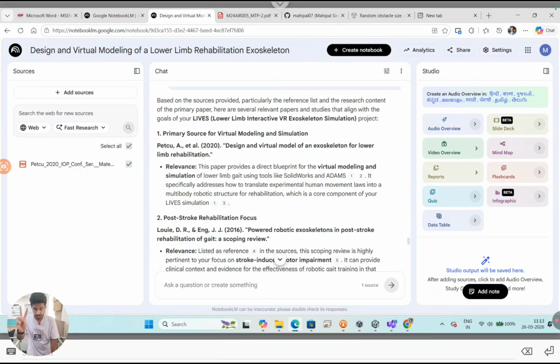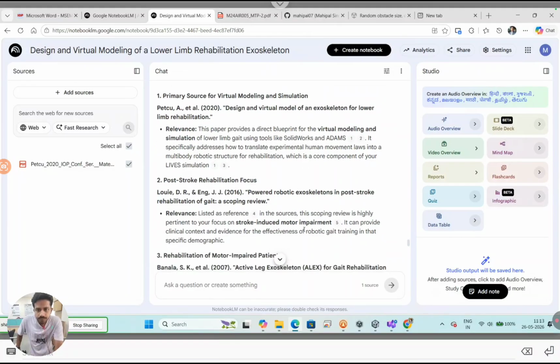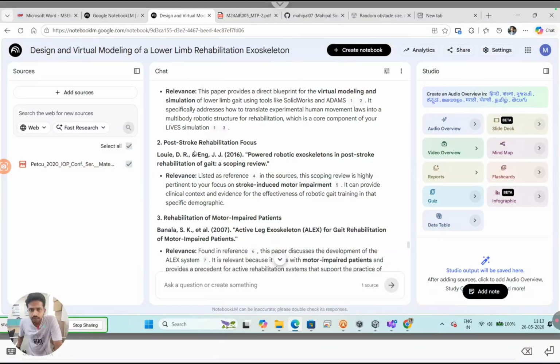This is paper number 2, post-stroke rehabilitation focus. Okay, so going to read this. The name of this paper is Powered Robotic Exoskeleton in Post-Stroke Rehabilitation of Gait: A Scoping Review. The relevance is that it is listed as a reference in the sources. This scoping review is highly pertinent to your focus on stroke-induced motor impairment. It can provide clinical context evidence for the effectiveness of robotic gait training in that specific demographic.